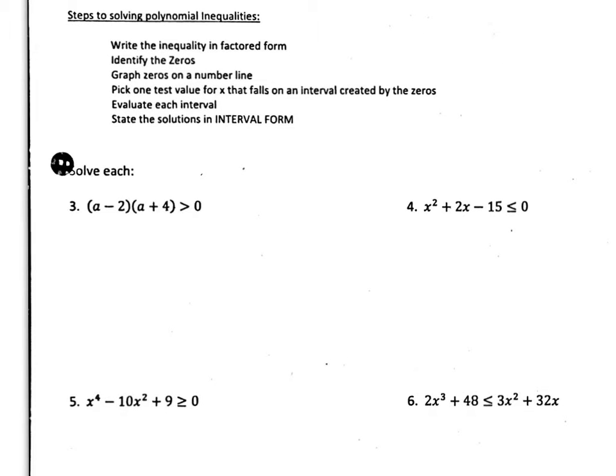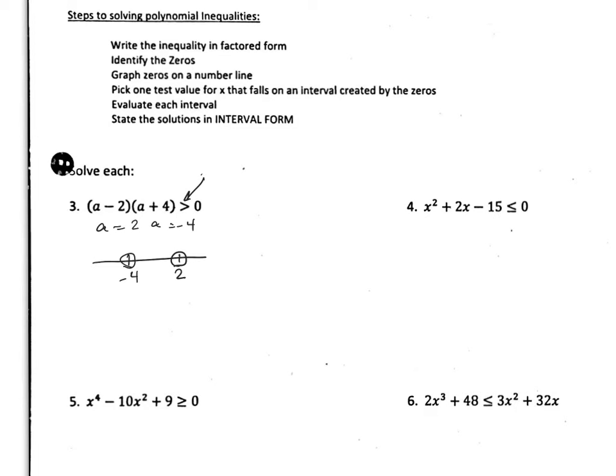So this first one's already factored, which is nice because it makes it a little bit faster. And we have some answers already. We know that a equals 2 and that a equals -4. Well, these are the values that go on the number line. And just like we did up there, since this has no line under it, these will be open circles. Please make your number line make sense. -4 is to the left of 2. -4 is smaller than 2.